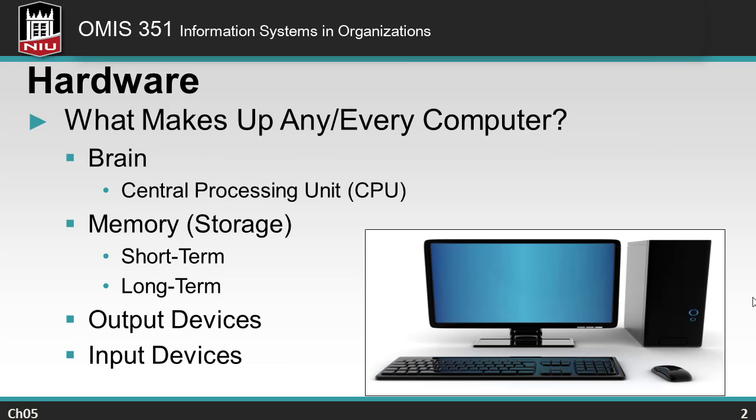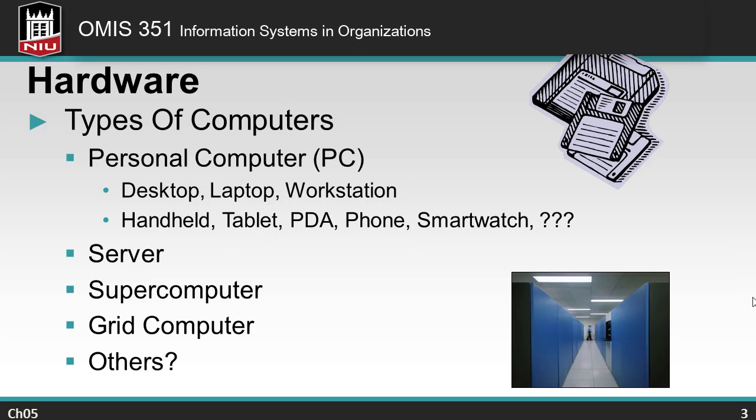Computers consist of four components: the central processing unit, or CPU, data memory and storage that can be short or long term, along with input and output devices. Computers come in a variety of form factors, including personal computer desktops, laptops, workstations, handhelds, and tablets. We also have smaller devices, including PDAs, phones, and smartwatches. Business and government operations run larger and more powerful servers and supercomputers. Finally, distributed architectures have enabled grid computing, where smaller computers work together to handle larger tasks.